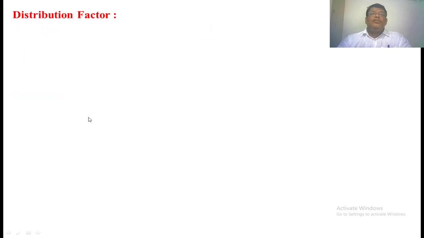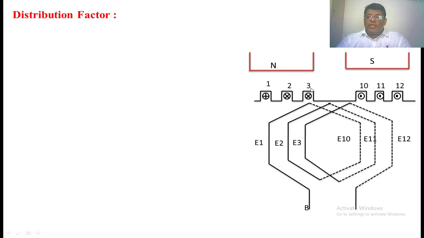Now, we are going to find the distribution factor. If we take the synchronous generator, in a stator, 3 phases are there. Suppose we take 10 coils in one phase, the 10 coils in one phase will be distributed throughout the stator periphery, as we have shown here. Here I have taken the north pole, with 1, 2, 3 as the slots on the north pole, and 10, 11, 12 as the slots on the south pole.